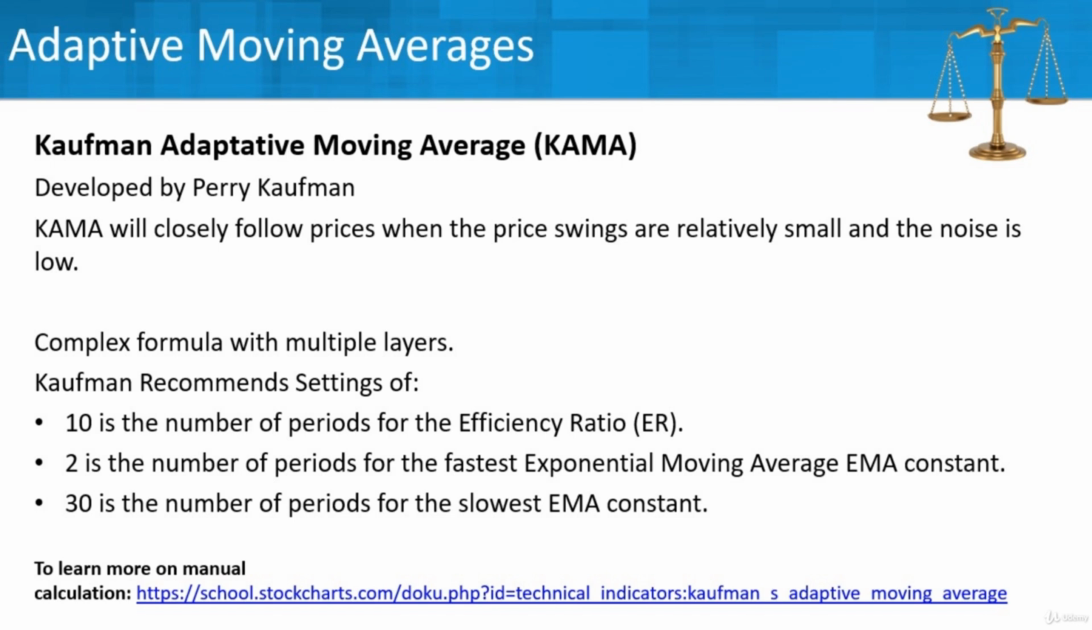10 is the number of periods, 2 is the number of periods for the fast EMA constant, and 30 is the number of periods for the slower EMA constant. Those are the traditional numbers you'd enter: 10, 2, and 30. If you choose a Kaufman moving average in your platform, it will actually prompt you for that. I have a link there if you want to really learn the whole math behind it. You can find that out as well.